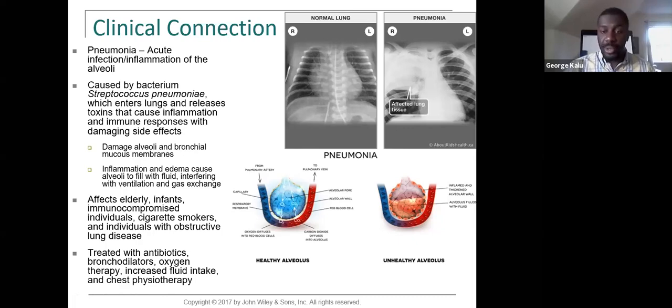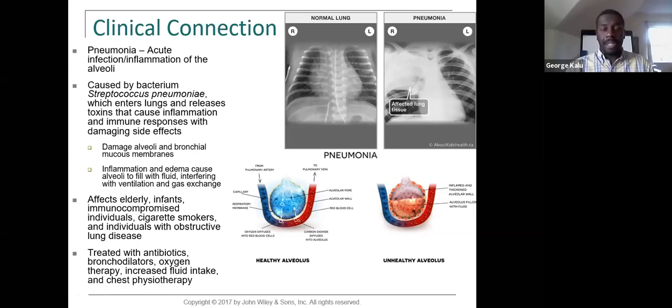And so you end up with lots of oxygen built up inside this particular part, but it can't diffuse into the capillaries because there's too much fluid in the way. And so for that reason, it becomes a lot harder for people to oxygenate their blood, because of the fluid buildup inside the alveoli. It interferes with your gas exchange, and as a result, you end up with tissue hypoxia as well.